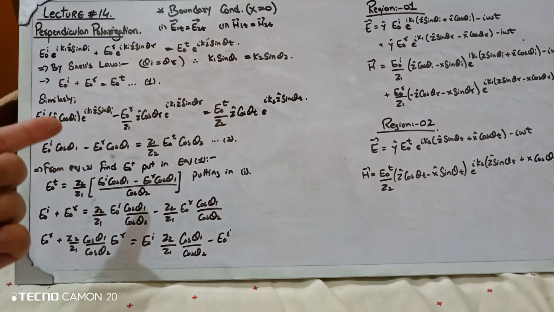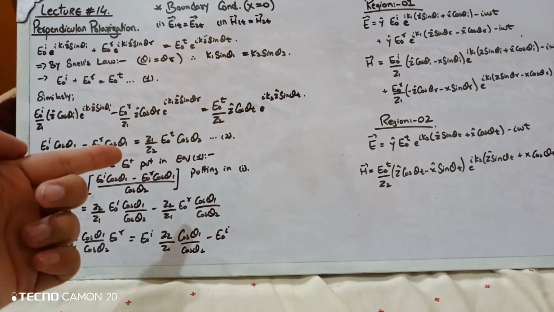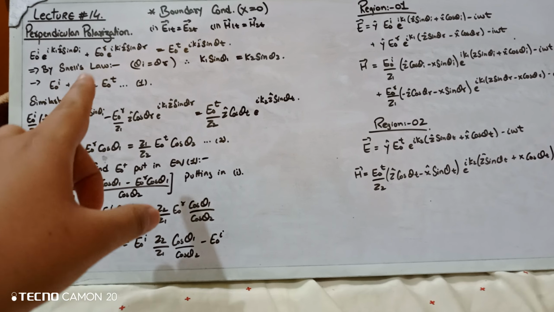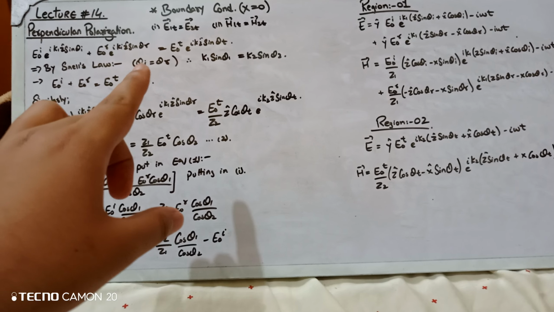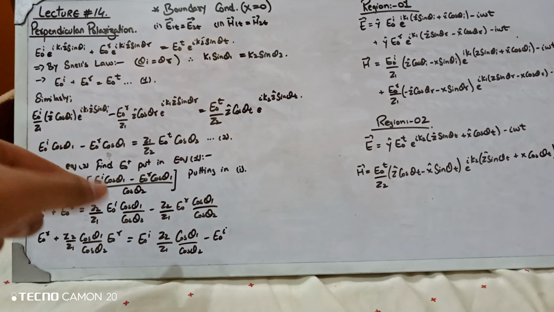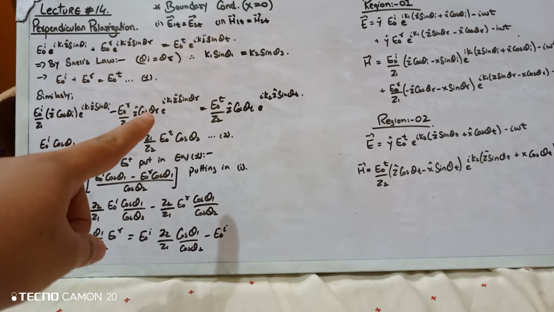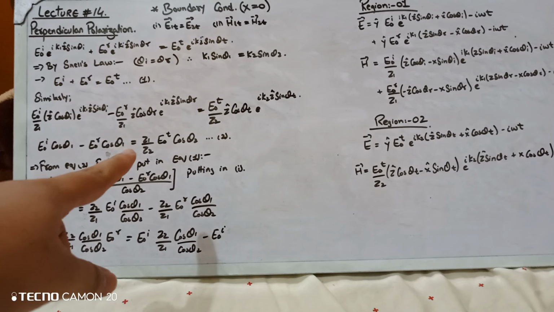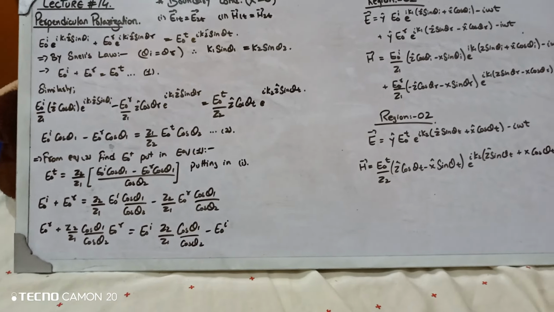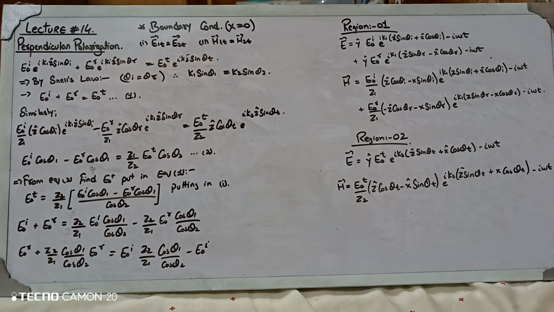Why does theta I become theta 1 and theta R become theta 1? Because you are in the first region, and we know that when we apply Snell's law, incident must be equal to reflected. So incident equals reflected, which we take as theta 1. That's why the incident angle and reflected angle are both theta 1, while the transmitted angle is theta 2. Now our task is to find the reflection and the transmission coefficient.